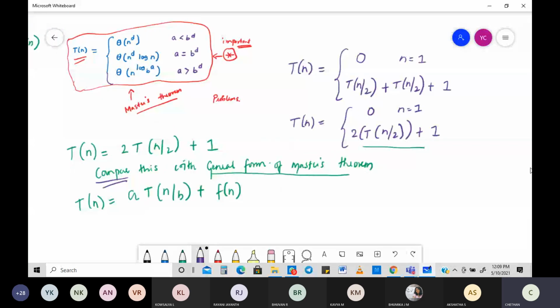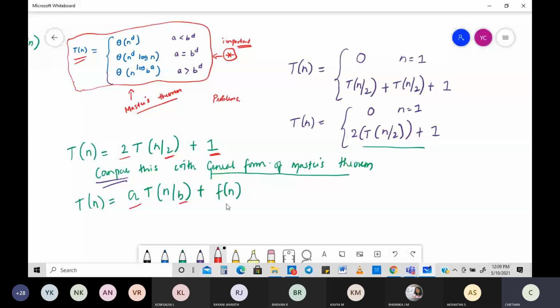Now my job is to compare these two things. Be careful here. T(n) is compared with T(n/2), which is compared with A. T is T, n is n, 2 is, now B is compared with 2 here. Is it correct? Yes. Then 1 is compared with f(n). Is it correct? Yes.